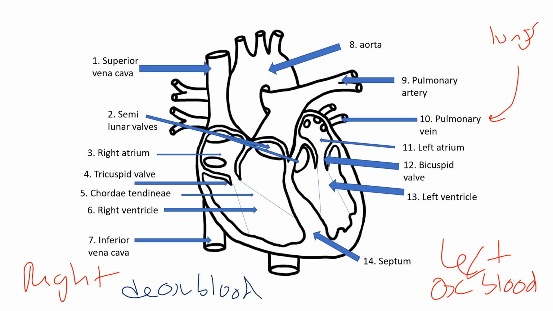The blood will flow through the pulmonary vein into the left atrium, through the bicuspid valves, and then into the left ventricle. From here, the ventricles will squeeze the blood and it will travel up and through the aorta and then to the rest of the body.